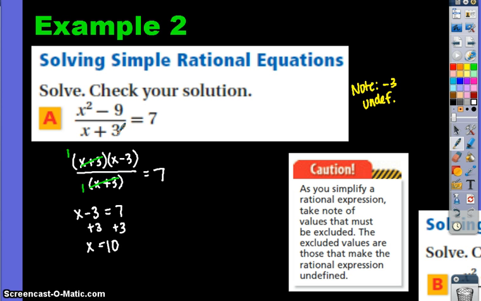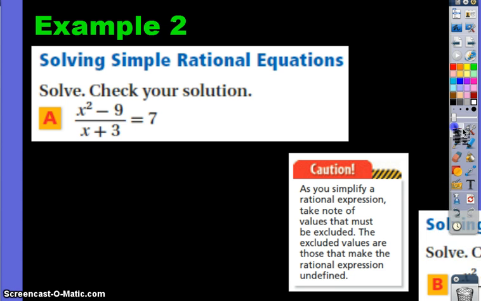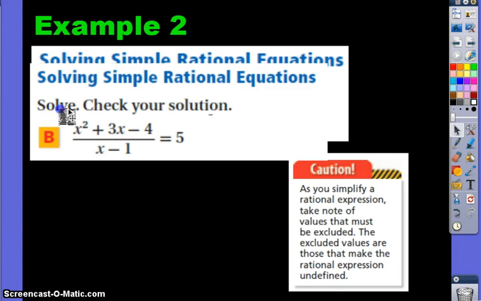But of course, we want to note that we cannot have this function be negative 3. If it's negative 3, then it's undefined and doesn't work. All right, let's try another one. This time we want to make a note that if x was a positive 1, that would make this undefined. So when x is 1, we are undefined. So we want to make note of that.